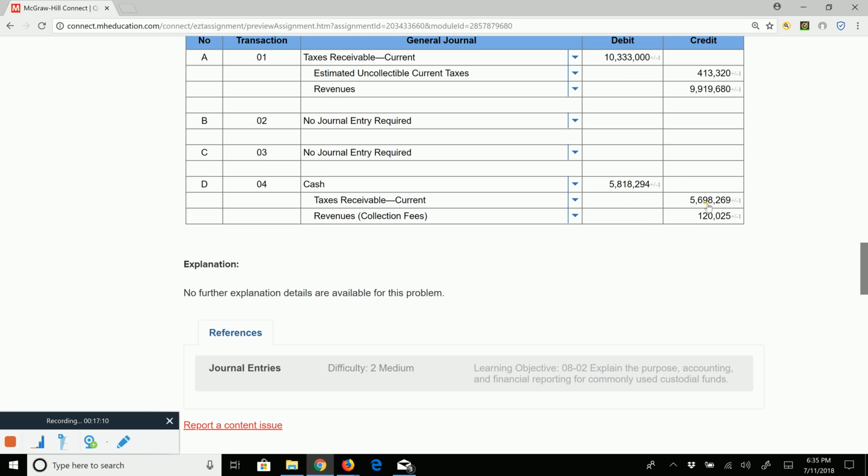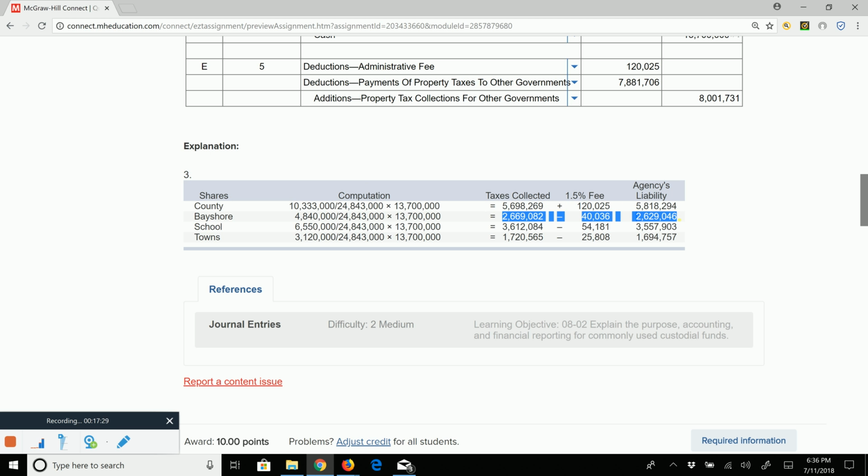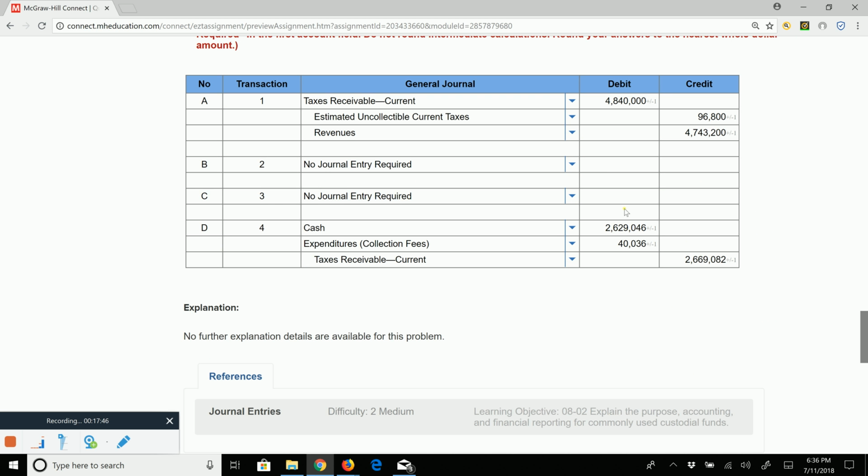So if you take a look at the journal entry, what is it? We're going to debit cash for the full $5,818,000. Well, the $5,698,000 is collection of the receivable. The other $120,000 is a collection fee revenue. Now let's take a look at the town of Bayshore. Once again, they're getting $2,629,000. It's $2,669,000 in taxes, less $40,000 for the collection fee. So let's come down to the town of Bayshore, and you can see there it is. The $2,629,000 is the cash, but $2,669,000 was the receivable. The $40,000 is a collection fee expenditure. Do you see how that works?